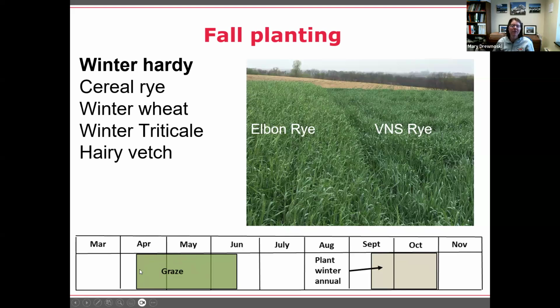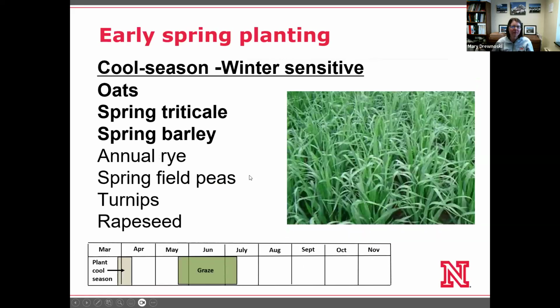Earlier, you don't have as much growth, and so you have a little bit lower stocking rates. Later, you can increase your stocking rates, and we can get about 1.5 to 2 AUMs an acre off of these typically. Our early spring planting, so something that's like oats or spring triticale.